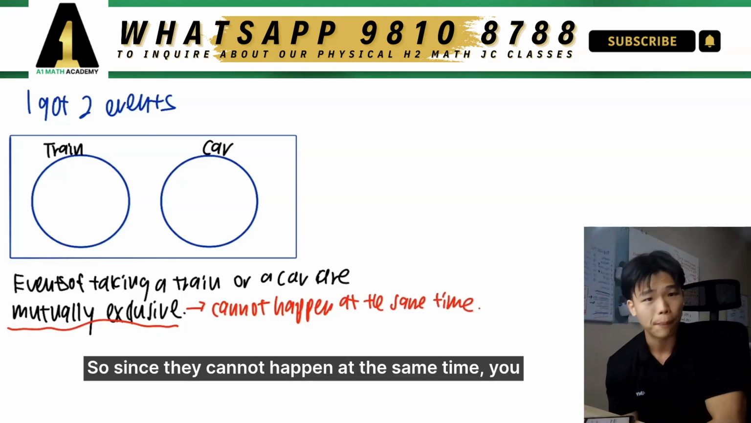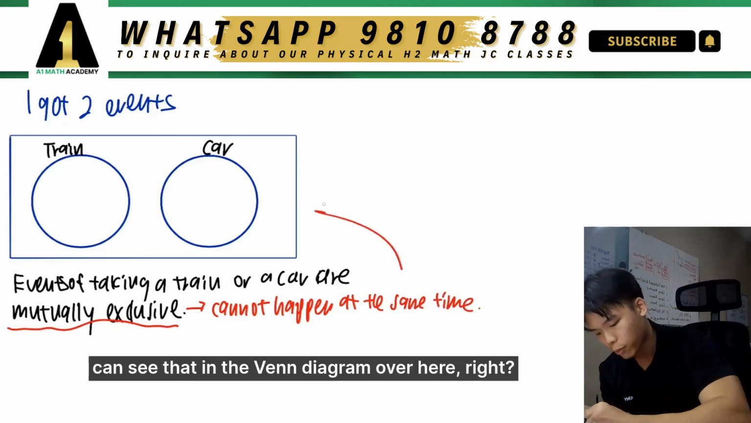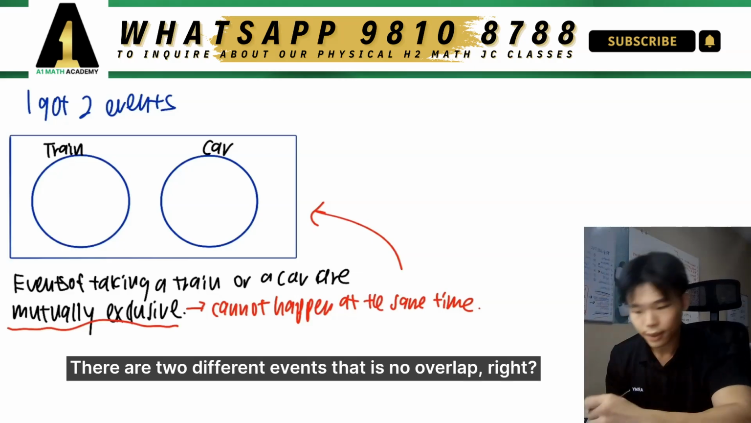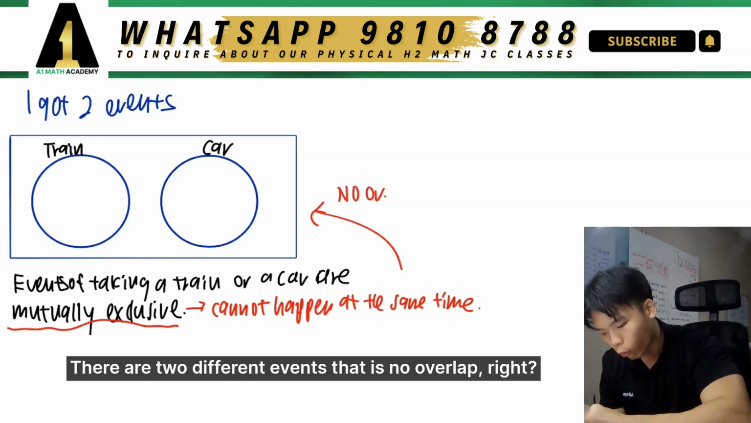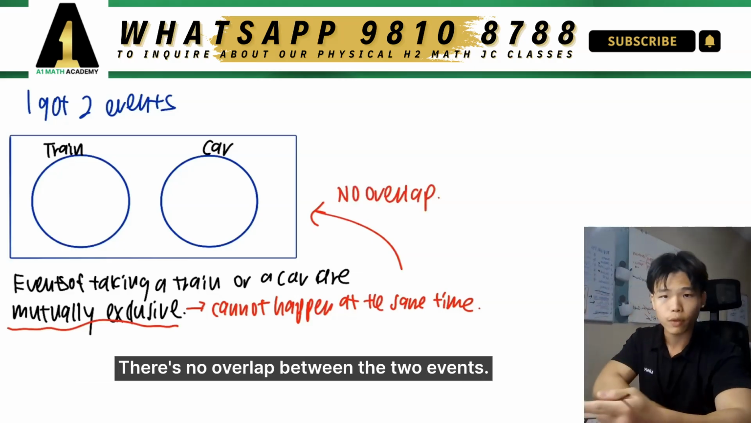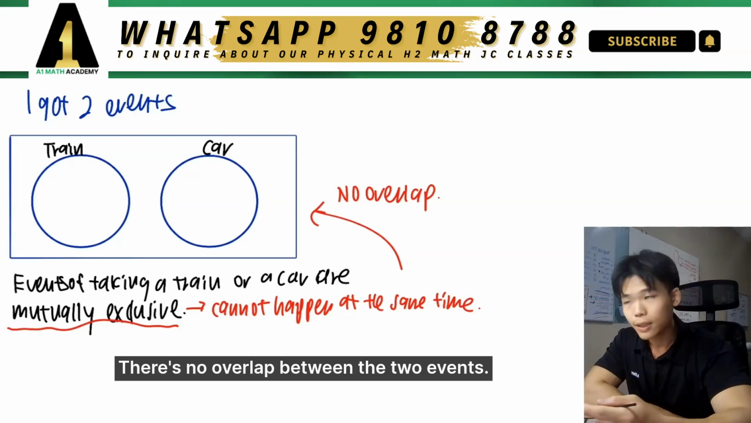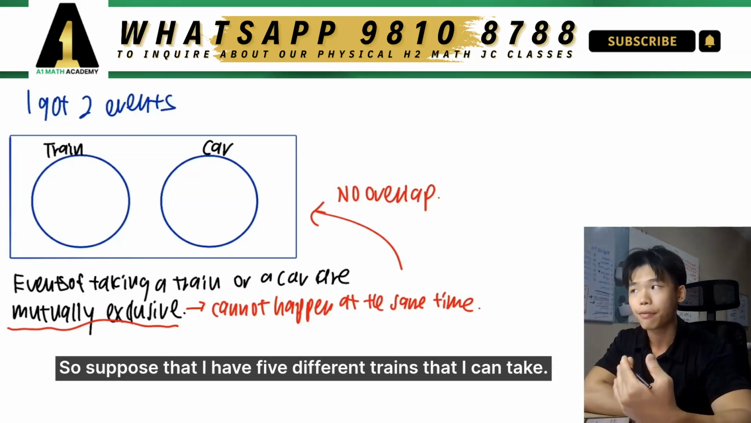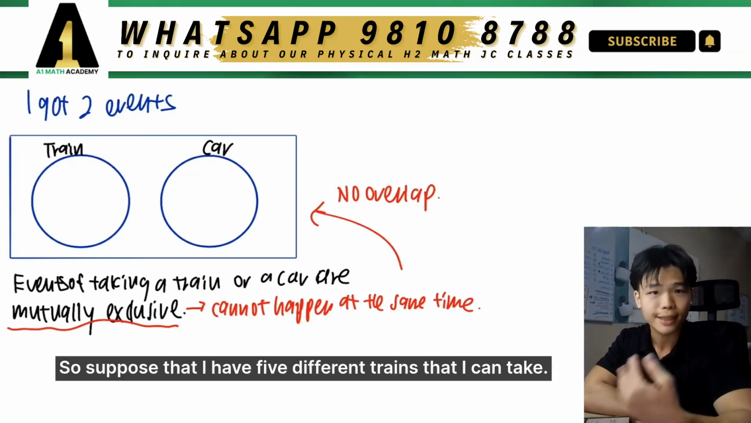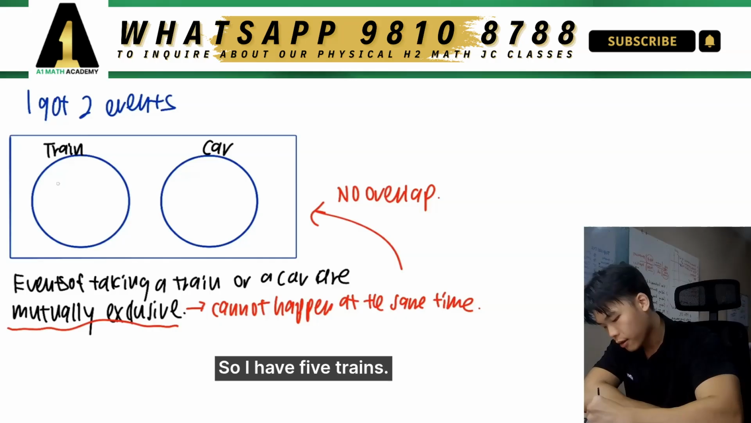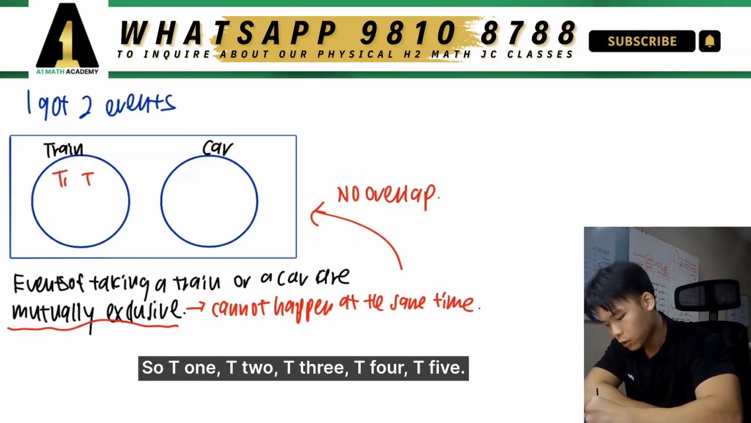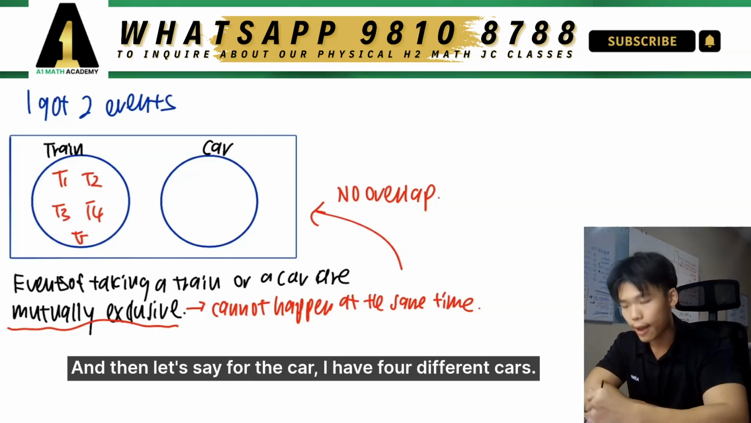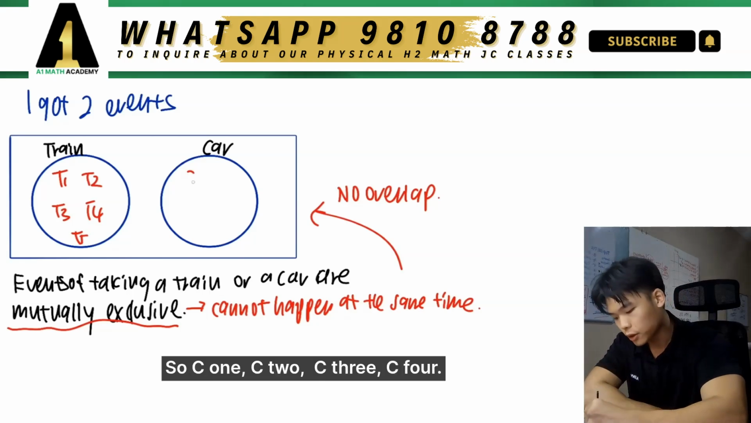Since they cannot happen at the same time, you can see in the Venn diagram that the two different events have no overlap. Suppose I have 5 different trains that I can take: T1, T2, T3, T4, T5. And let's say for the car, I have 4 different cars: C1, C2, C3, C4.